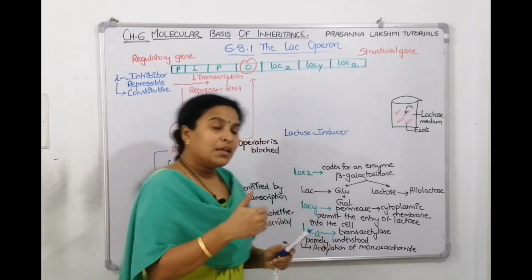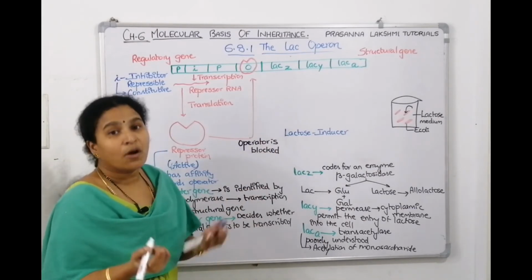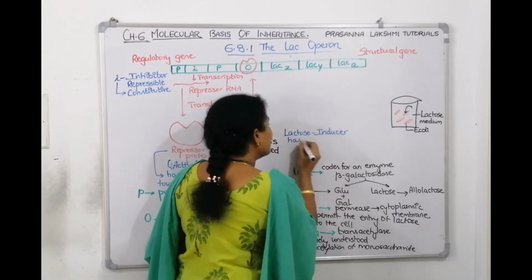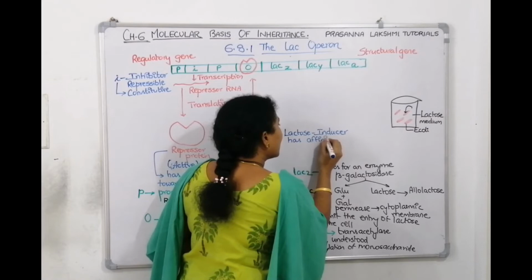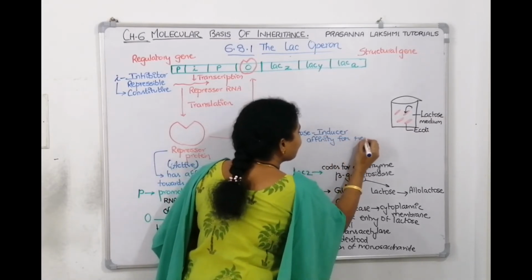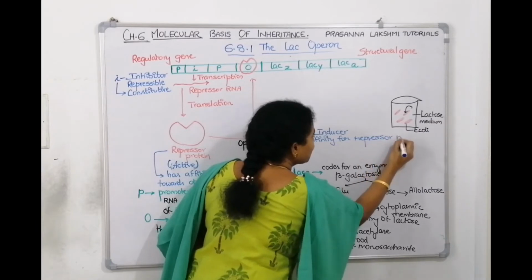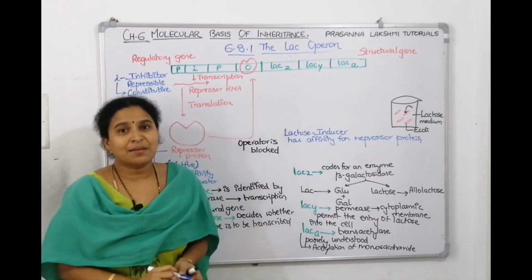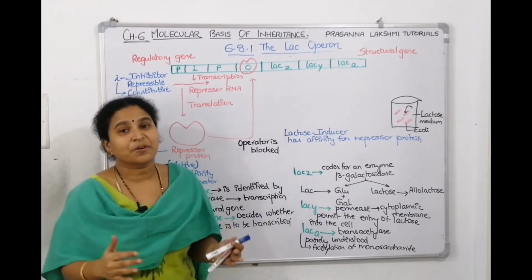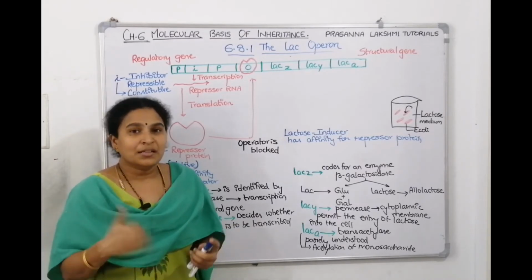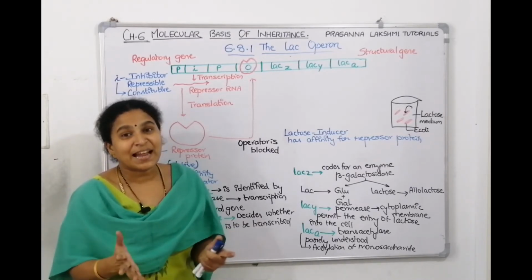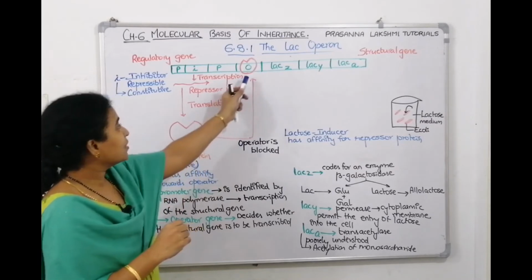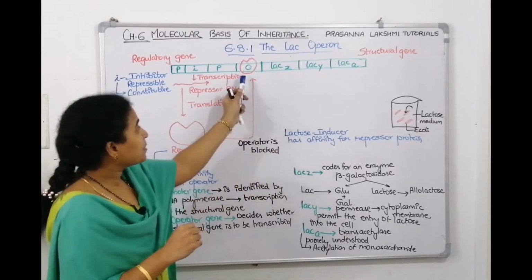The inducer came inside. When the inducer comes inside, what will it do? This inducer particle, lactose, has affinity for the repressor protein. Children, when your grandparents come, they look for the grandchildren, because they have more love and affection towards them. In the same manner, lactose came inside and has attraction for the repressor. It is searching inside the cell: where is the repressor? It will find that the repressor is attached here.